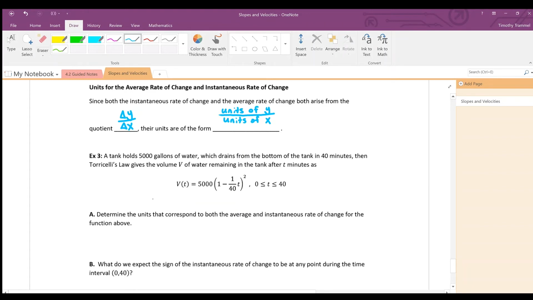But if we were to think about first what the units are for our input, well, that would be time, right, in minutes. So we'd have minutes on the bottom. And then on top here, we want to know, well, what are the units of the output? So if you plug something into the volume function, what's it put out? And well, I said it. It puts out a volume, and it's putting it out in gallons. So we have gallons per minute.